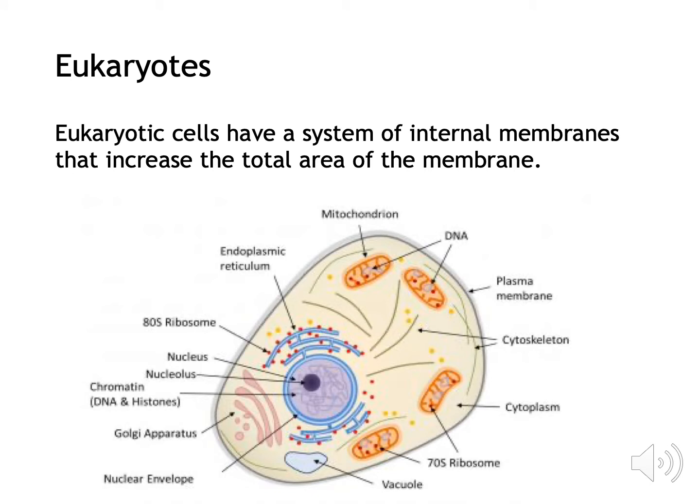Eukaryotic cells, however, have a system of internal membranes that increases the total area of the membrane. Unlike prokaryotes, eukaryotes have a membrane-bound nucleus and a number of membrane-bound organelles.